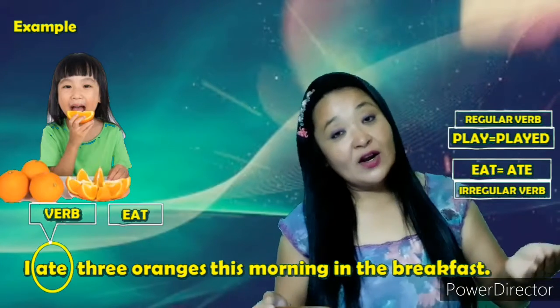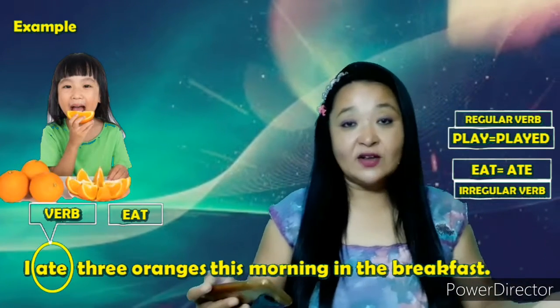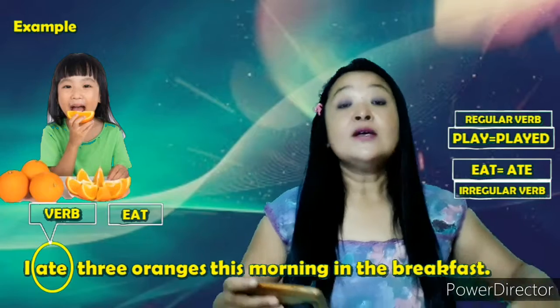Eat, where you have not added the word ed. Okay, it's an irregular verb. So these are some examples of simple past tense. All right. Now we will see the second, that is past continuous tense.